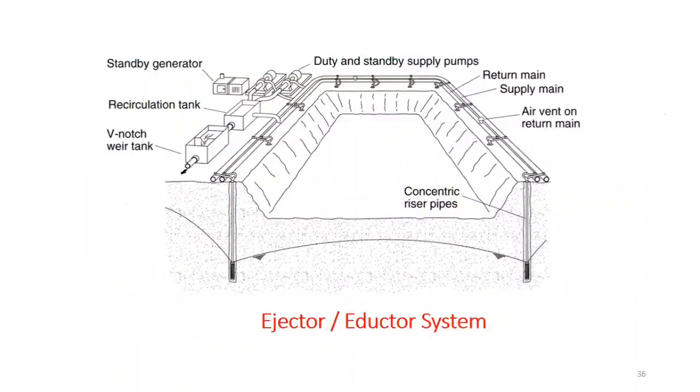Okay, this is a typical schematic view of the ejector systems. You can see you have installed the wells, multiple wells, and then you have some standby pumps. You have supply, return, air vent, and return. So these are specific systems. You have concentric riser pipes over here. You can see that. Okay, and you can get the water dewatered from the system.